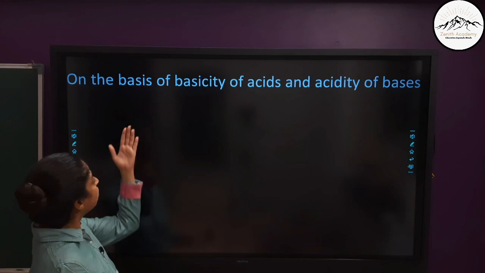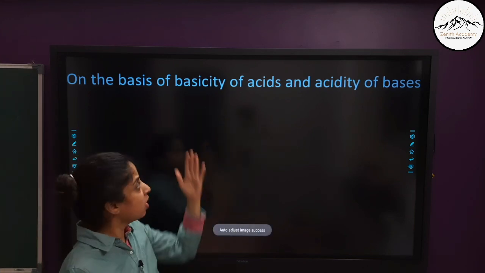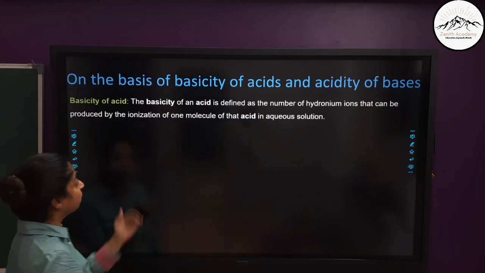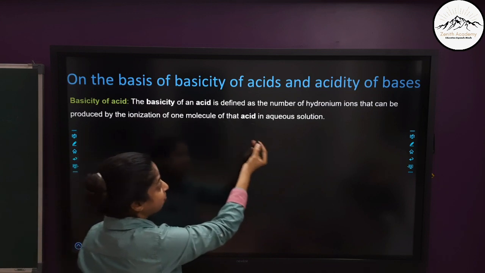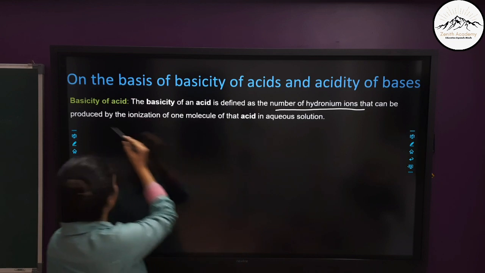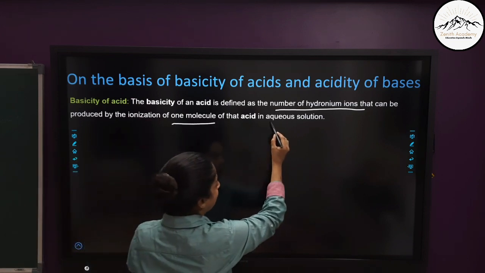Now students, on the basis of basicity of acids and acidity of bases, read this very carefully. Basicity of acids, what does that mean? The basicity of an acid is defined as the number of hydronium ions that can be produced by ionization of one molecule of that acid in aqueous solution.